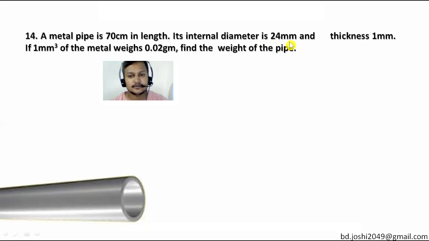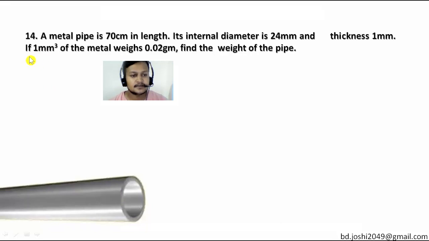Internal diameter is 24 mm. That means internal radius is 12 mm. Thickness is 1 mm. That means external radius is 12 mm plus 1 mm more thickness, 13 mm external radius.